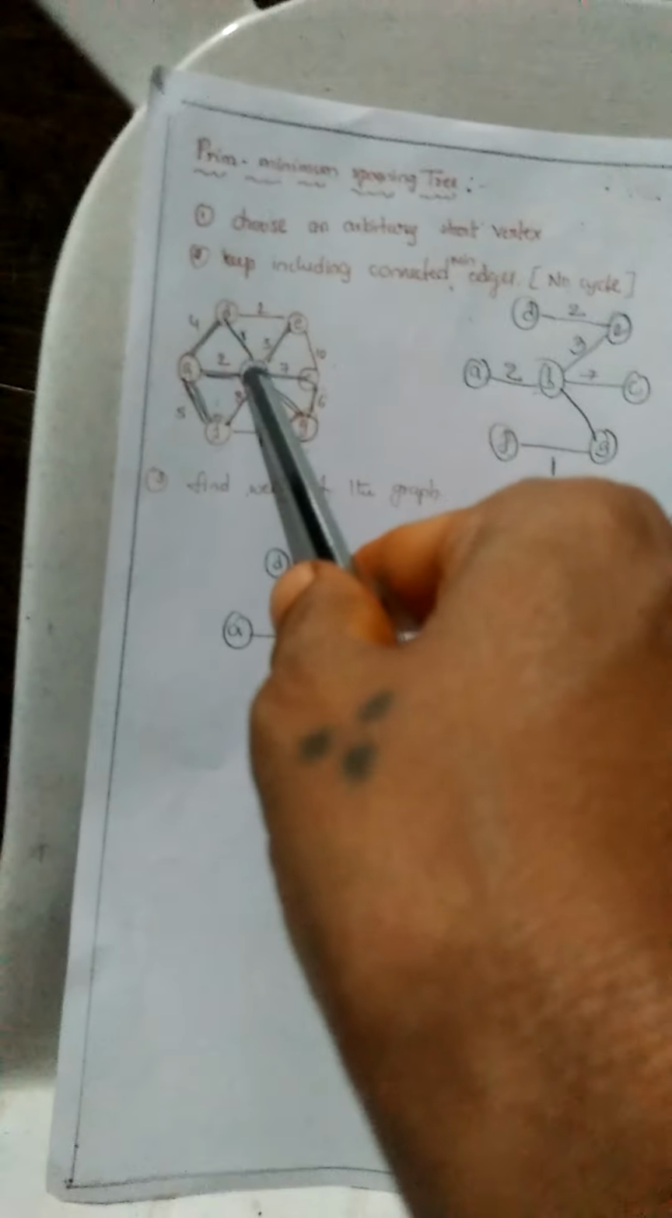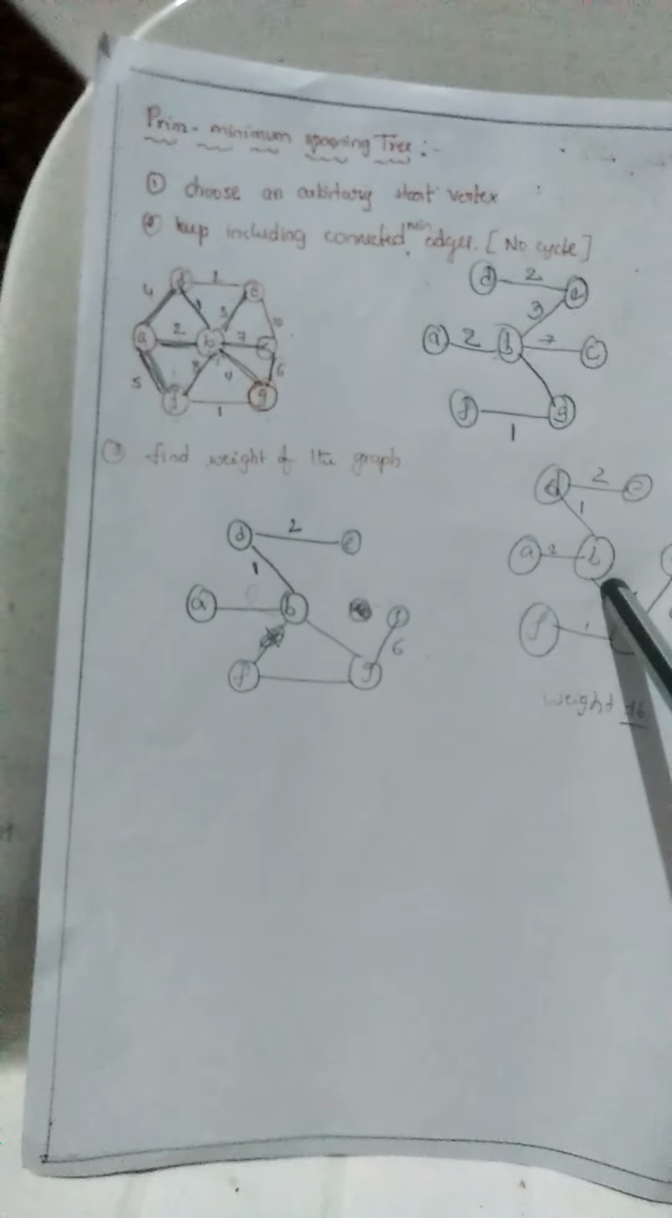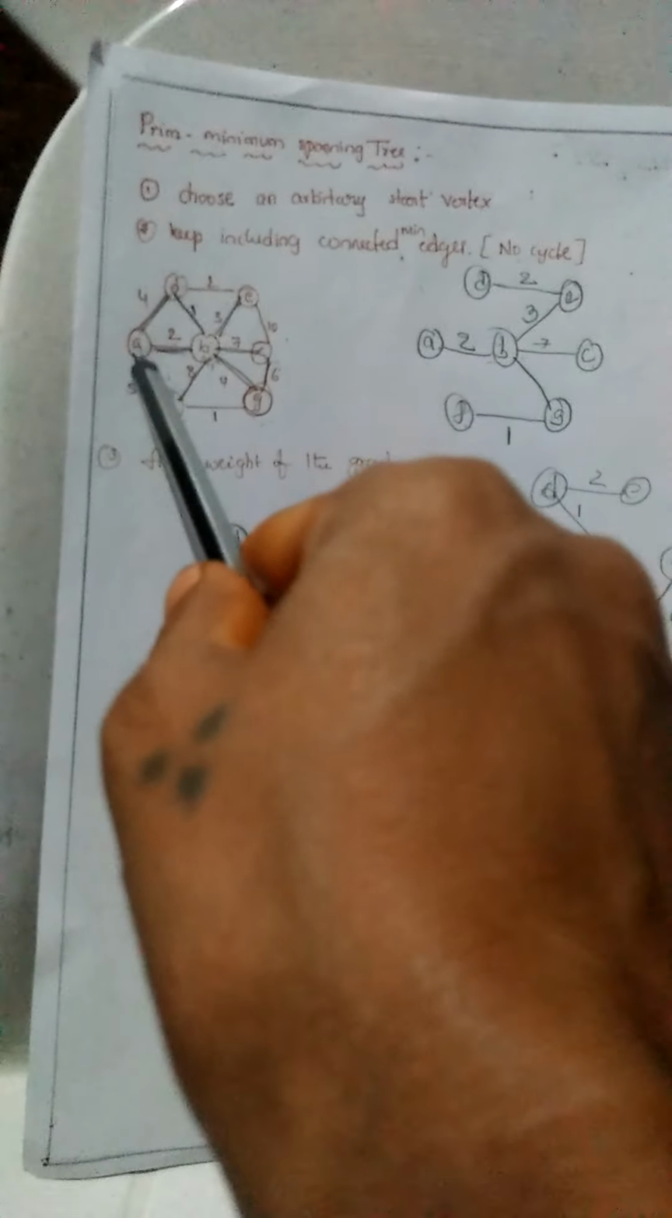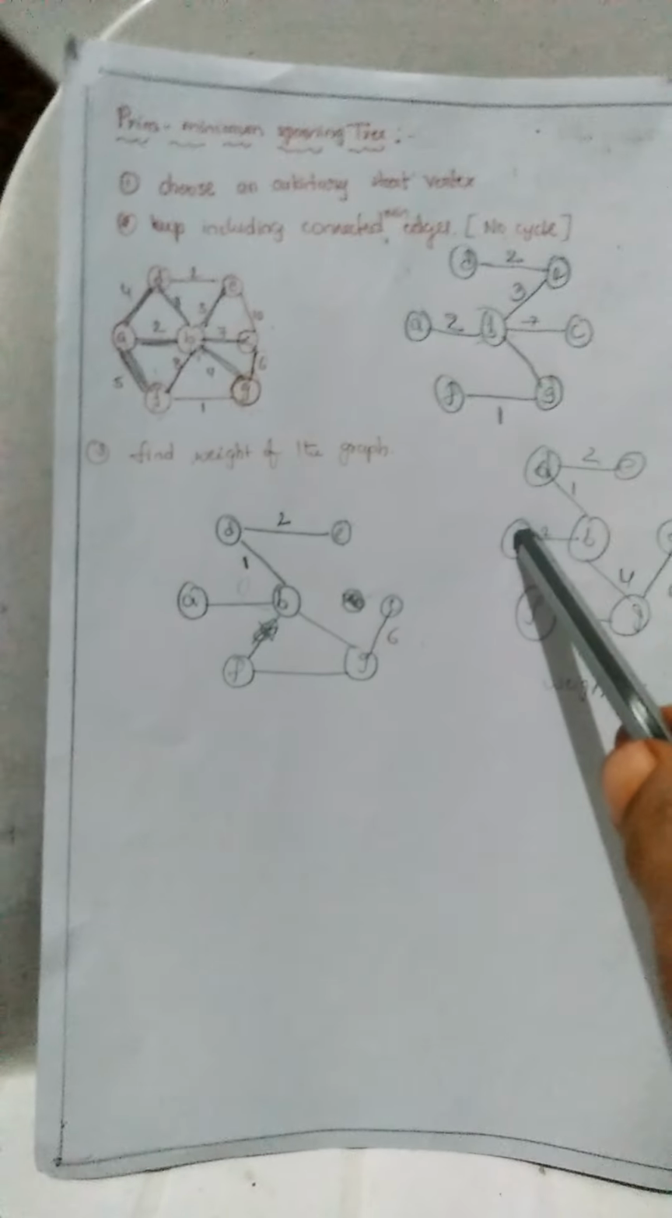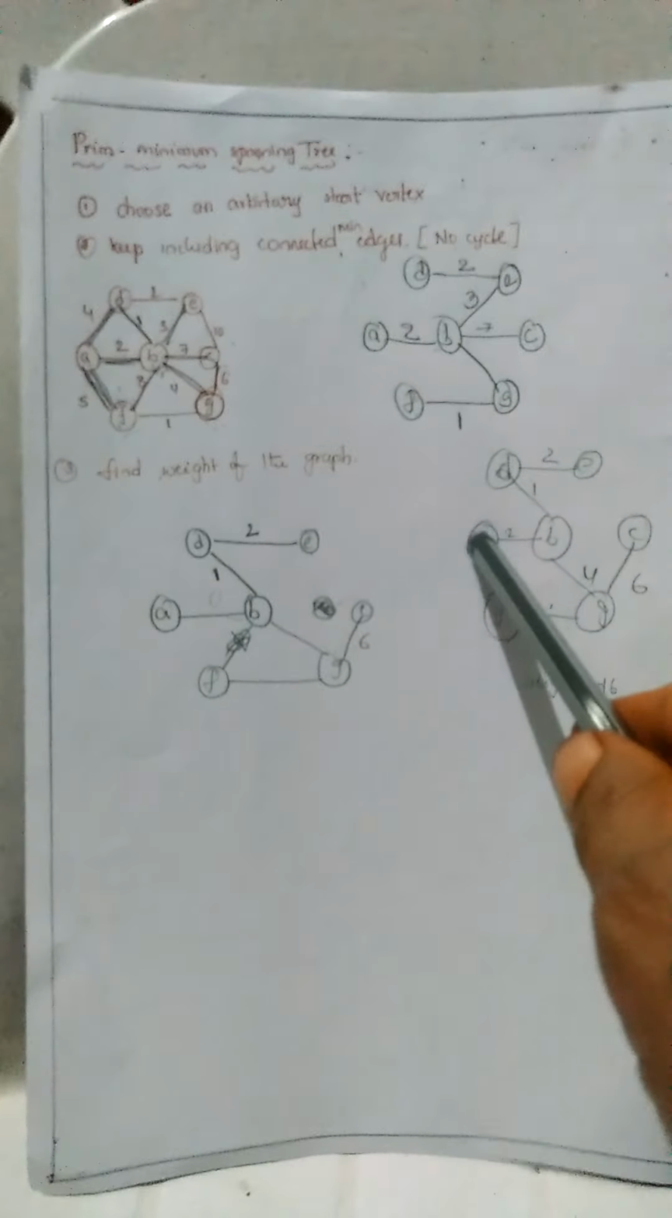B to D is drawn, and D is connected with E and A. Suppose we apply D to A, it forms a cycle. According to Prim's method, we eliminate cycles in the tree. Then we select D to E, which has the minimum cost, that is 2.